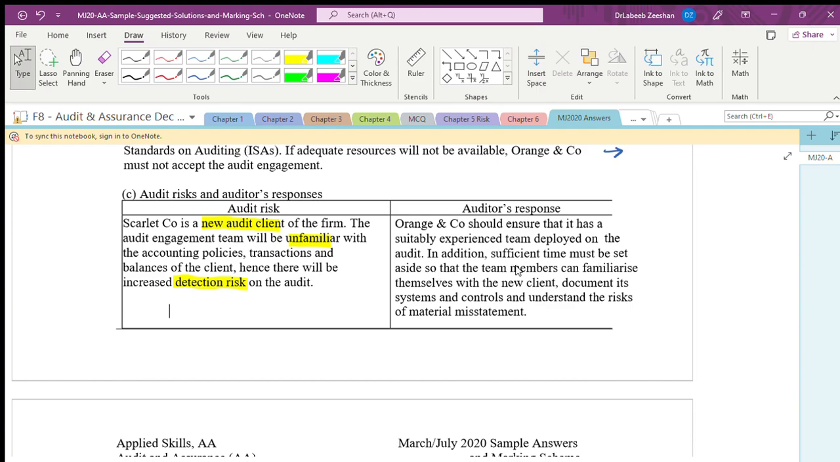What should the auditor do? Should ensure that we have an experienced team. We should not employ a new team. In addition, they should take sufficient time. You cannot do it very fast. We cannot take more time also, but sufficient time must be set aside for the team members to familiarize themselves with the new client, document its systems and controls, and understand the risk.